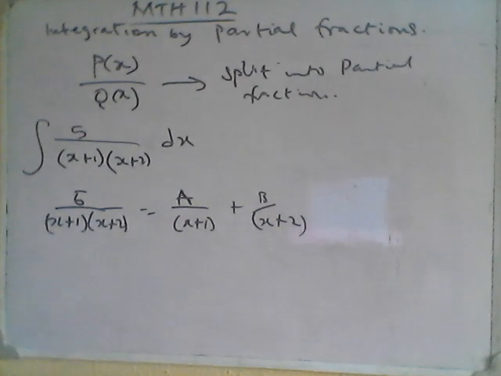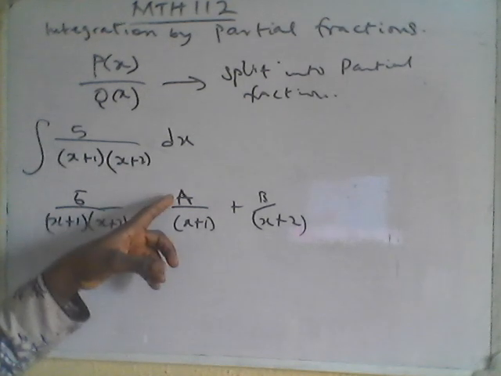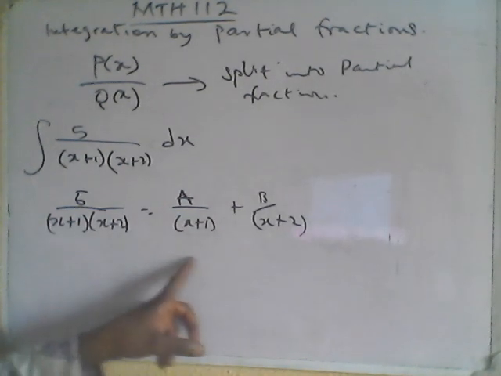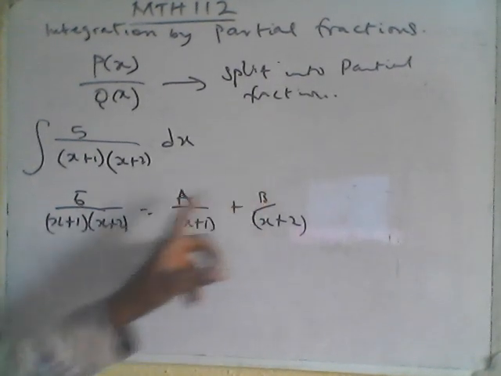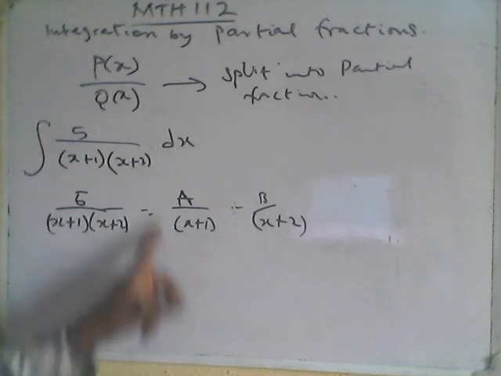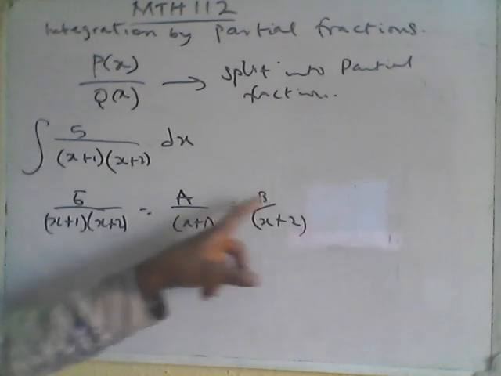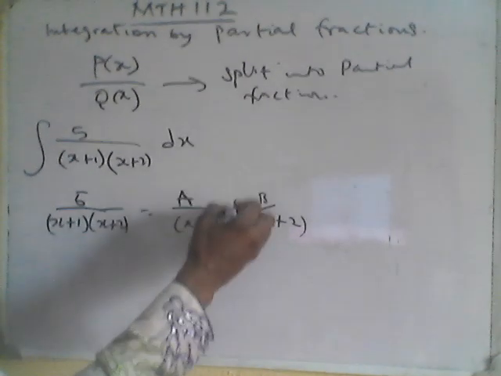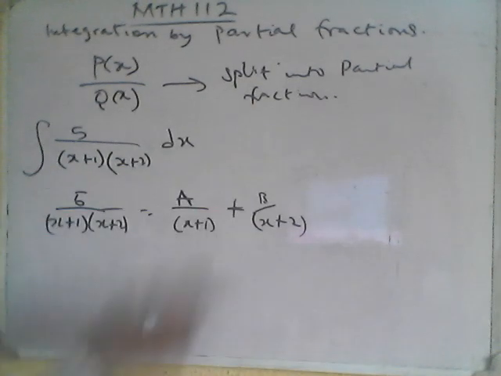But my dilemma is to know what the numerator of this first fraction will be, what a will be and what b will be. That's why I chose two unknown things. So I need to know what a is and what b is.